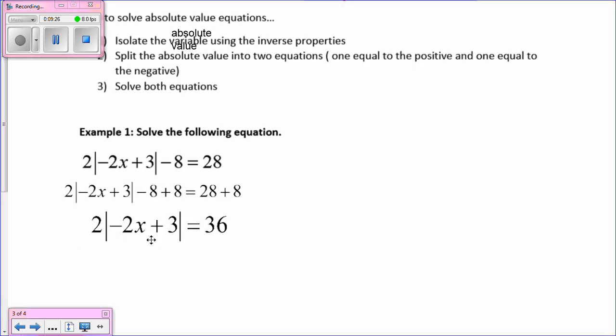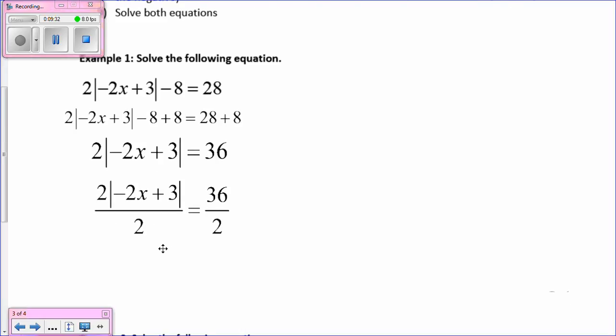because I don't want to distribute that 2 to the absolute value. It's not parentheses. It's very different than parentheses. So I'm going to just divide by 2 on both sides. So now I have the absolute value equals 18. Now that I have this by itself, whatever is inside the absolute value is going to either equal negative 18 or positive 18, because both of those, when I take the absolute value of it, will give me an 18. So this is how I've split it up.